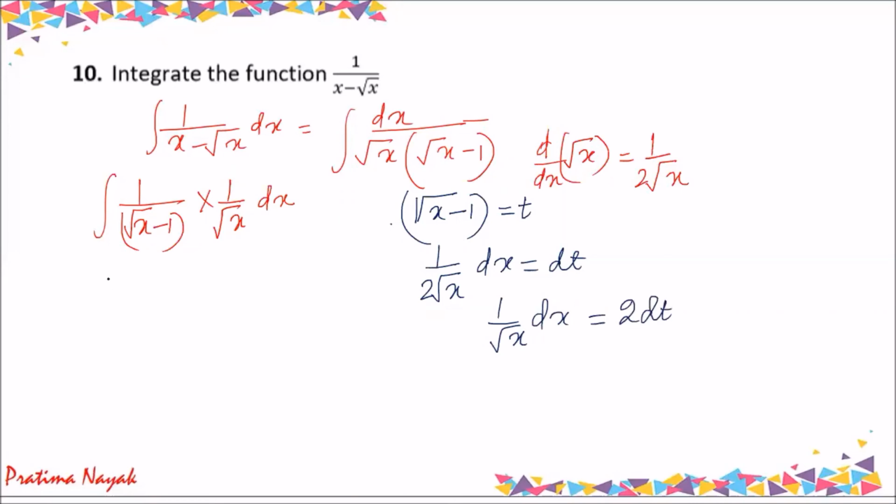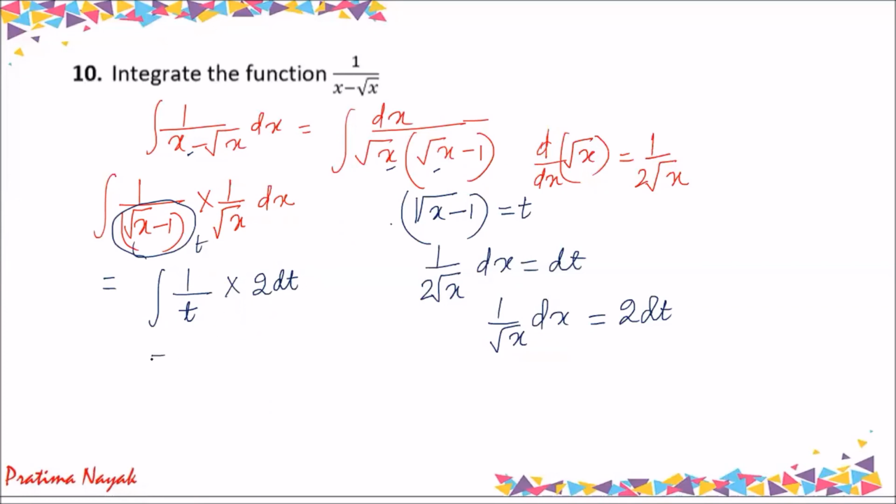Now replace it. So this will be 1 by t, t is now in the denominator. 1 by t into 2 dt. Let us check it once. So I took root x common, so it becomes under root x minus 1. Under root x minus 1 I took t, the whole function I take t. Then this becomes 2 dt. So 1 by t, 2 dt.